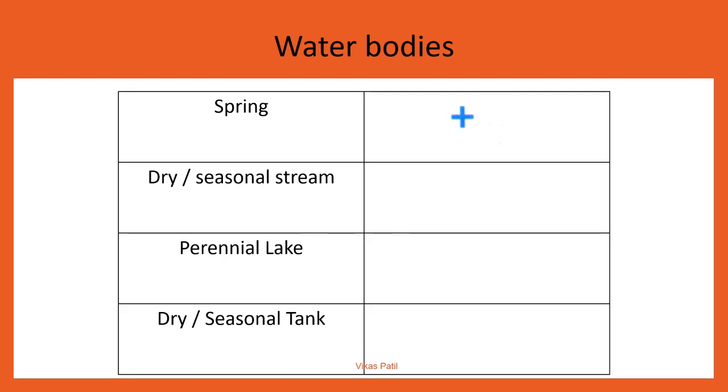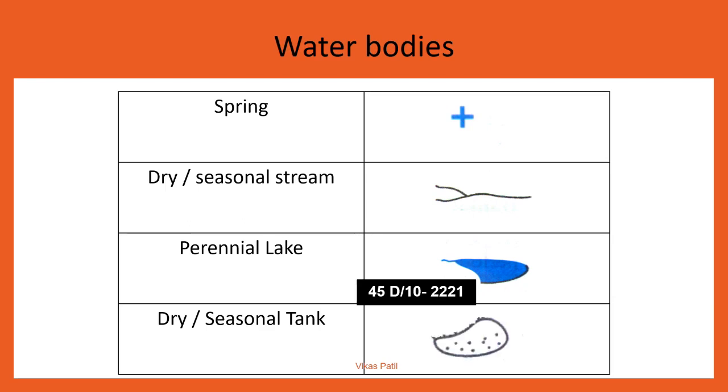Further, in water bodies, we have spring shown with the help of a plus sign in blue color. We don't have any spring in our maps. Then we have streams which are seasonal or dry. Well, they are shown with black color. Then we have perennial lake or reservoir shown with blue color. You can see an example of perennial lake in 45D/10, grid reference 2221.